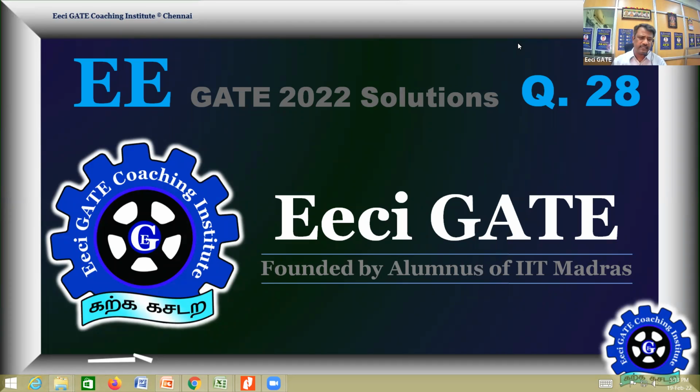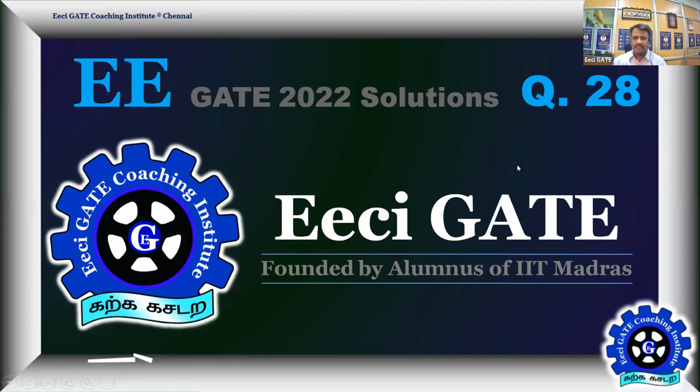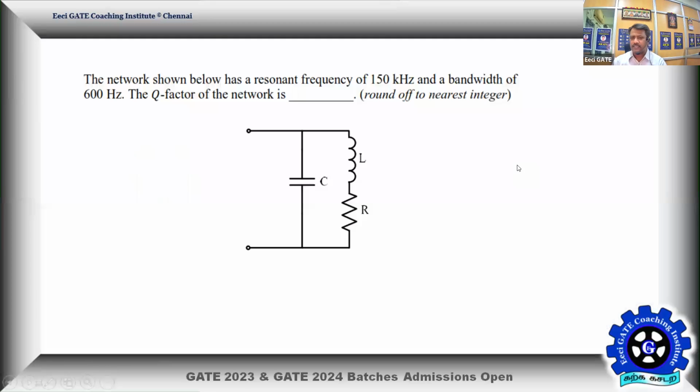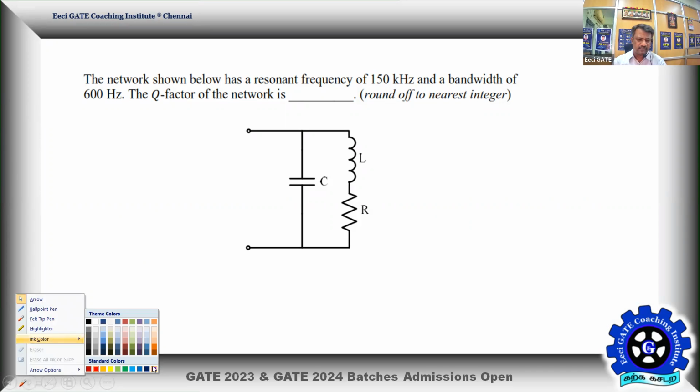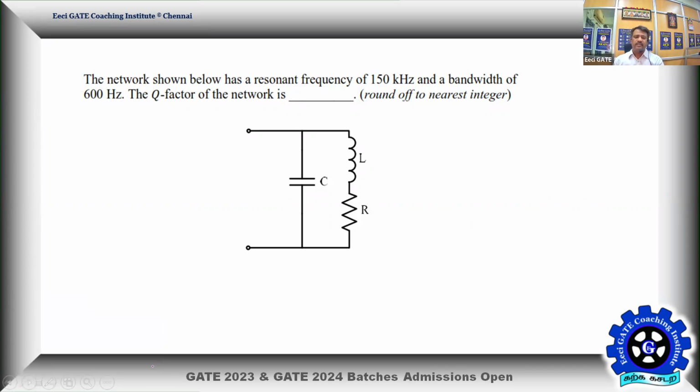Yes, next electrical GATE 22 paper problem, problem number 28. This is based on electrical circuits exploiting the resonance condition. It's not a simple series resonance. Resonance for the given circuit having a capacitor, R and L. The problem is not talking about the impedance or admittance of the circuit, simply the resonance.